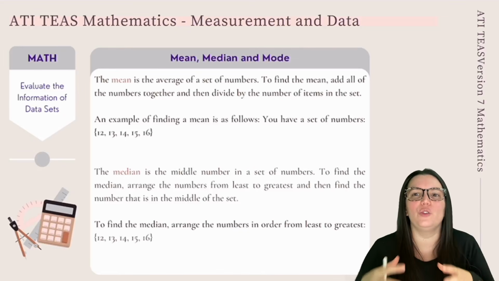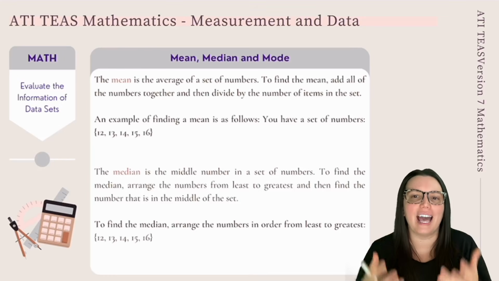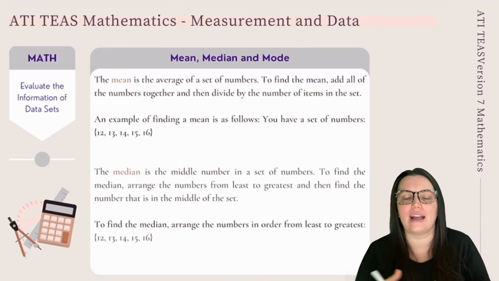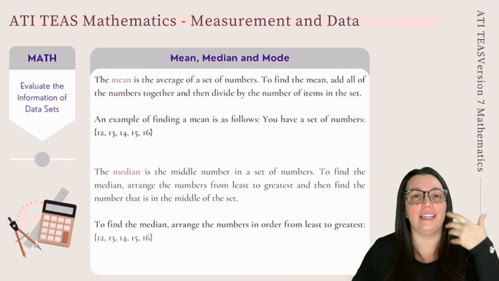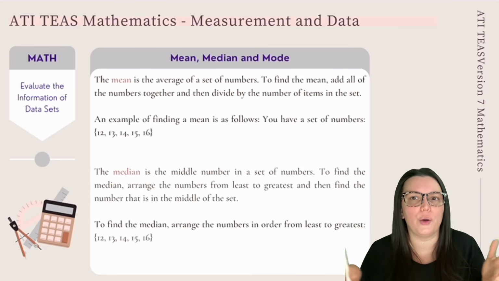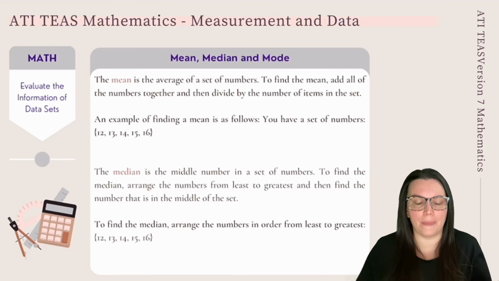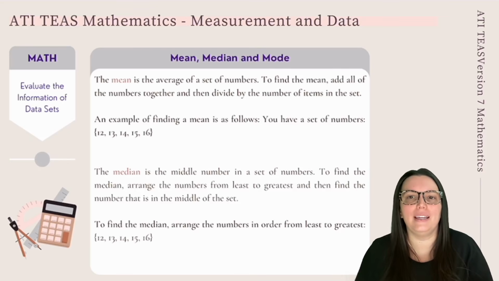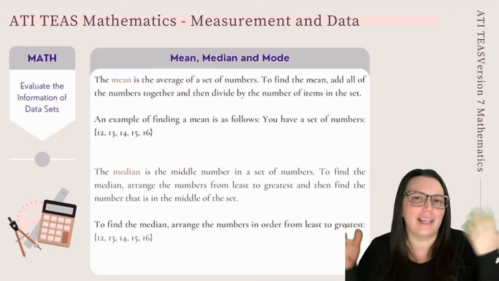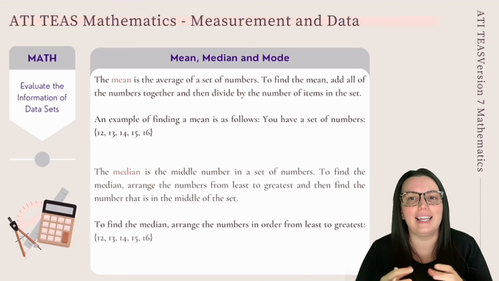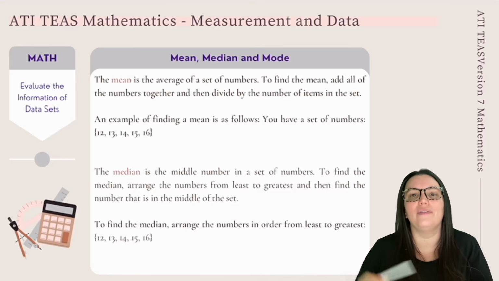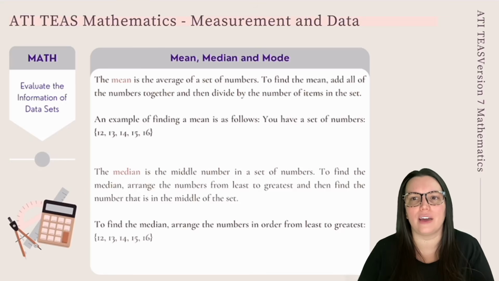So now we're going to move on to evaluating the information of data sets, charts, tables, and graphs. So now we know how to read them and interpret them as well as what they are. How do we evaluate them? So we start by looking at mean, median, and mode. So what does that mean? So the mean is the average of a set of numbers. In order to find the mean, we have to add up all of the numbers together and then divide those numbers by the number of numbers that are in that set, right?